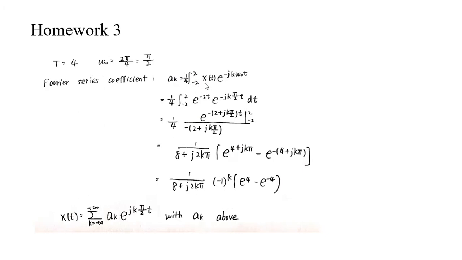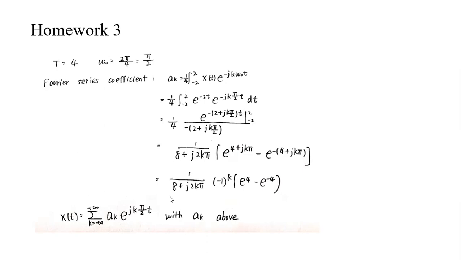And then we substitute x of t into the integral. It is exponential minus 2t, and omega 0 is pi over 2. This is an integral of an exponential signal. The integral of an exponential signal is the same exponential signal with an additional factor on the denominator. And then we calculate the difference of the signal from t equals 2 and t equals minus 2. And the result is here.